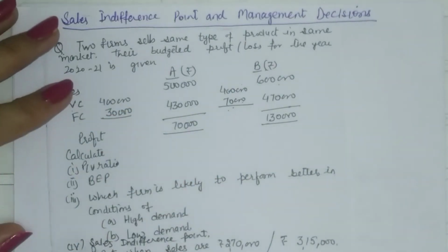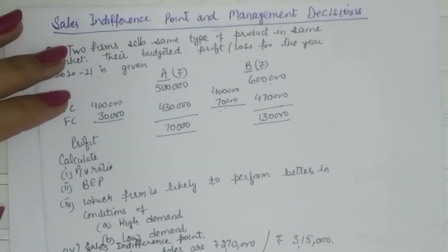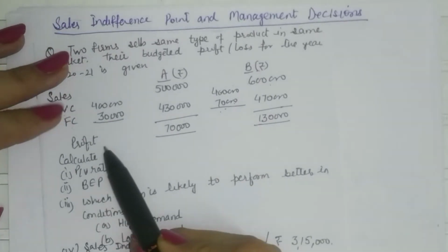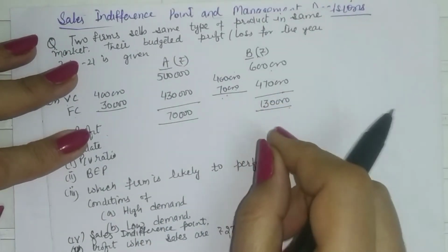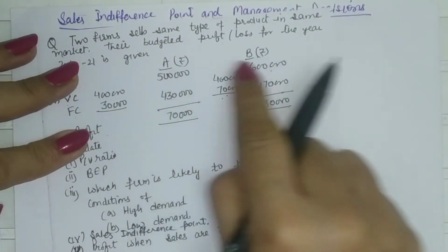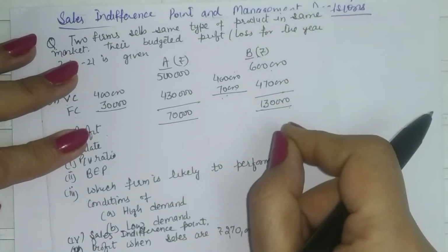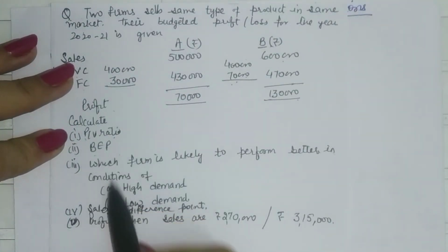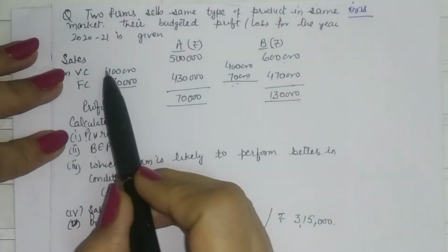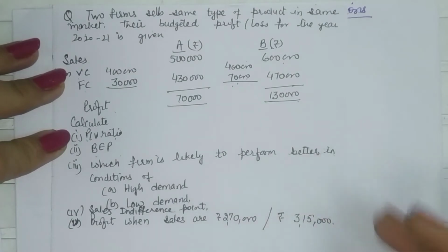Okay. So along with sales indifference point, we have included some more questions based on break-even point analysis. Profit is given. Now these are not comparable figures, because the activity level is different, so you cannot compare the two. We need to use comparison tools for decision making. First thing is to calculate PV ratio, then break-even point, and likewise we are to make the calculations. Now we are not given units of production, so all our calculations will be done in rupee terms.